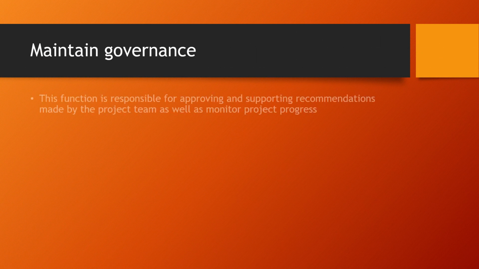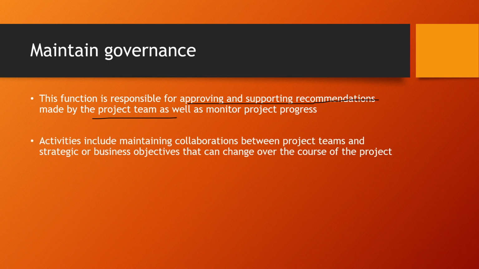Maintain governance. Now, this one is interesting because when you read maintain governance, you might feel that this is something that a project manager does, which is true. But let's talk more about it. So, this function is responsible for approving and supporting recommendations made by the project team as well as monitoring project progress. Activities include maintaining collaborations between project teams. So, there are different project teams involved here, and you are maintaining collaborations between them and strategic or business objectives that can change over the course of the project.